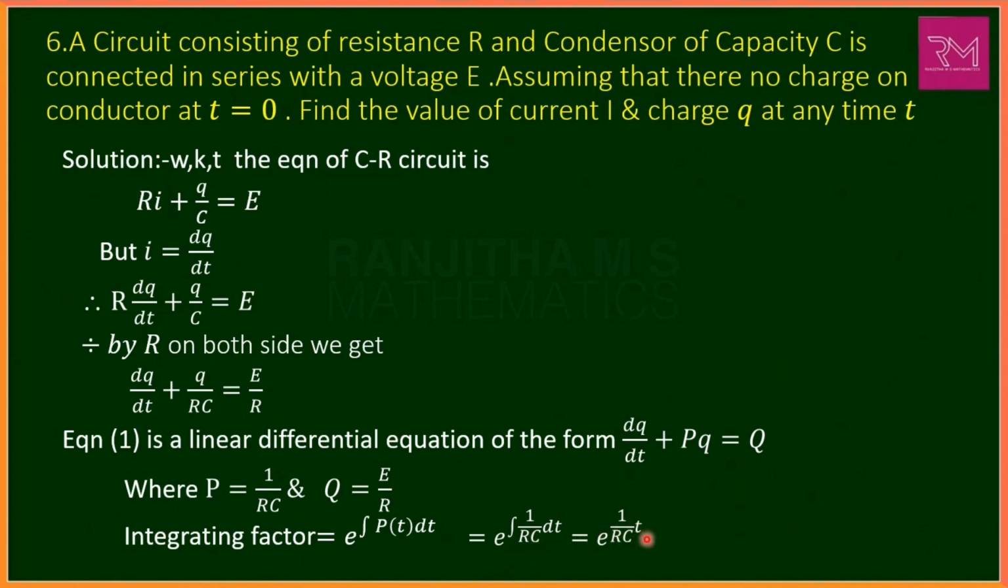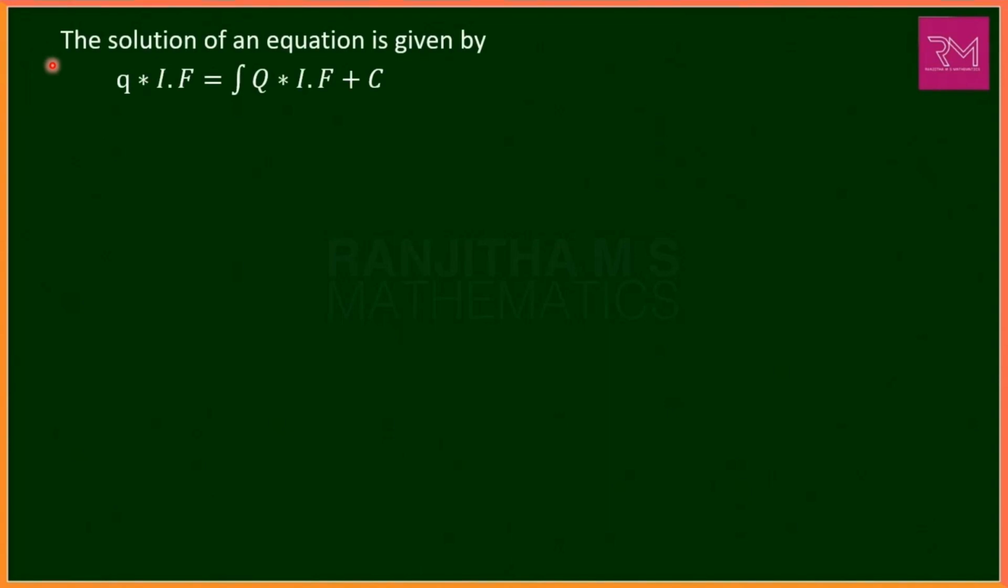Integration of 1 into dt is t. Therefore, the integrating factor value is e power 1 by RC into t. Next, the solution of a linear differential equation is given by the formula q into integrating factor, which is equal to the integral of capital Q into integrating factor plus c. Here we have to substitute the integrating factor value and Q value.